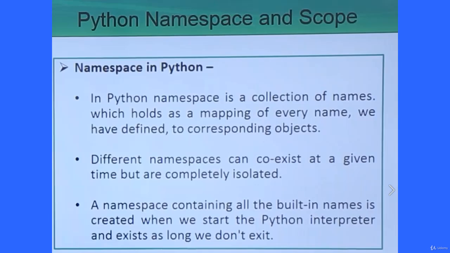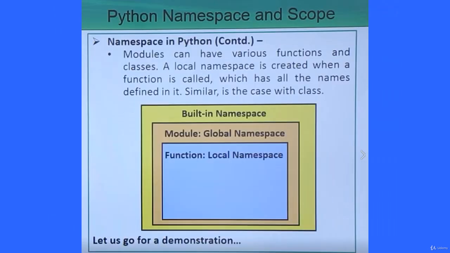A namespace containing all the built-in names is created when you start the Python interpreter, and it exists as long as we don't exit from the environment. So namespace in Python can be explained using this diagram. Modules can have various functions and classes.